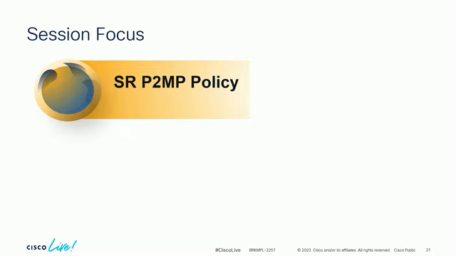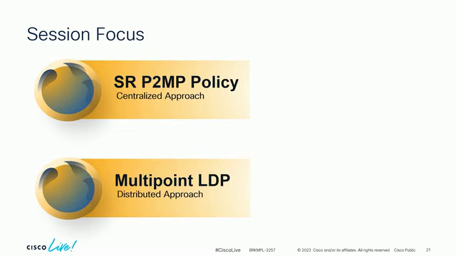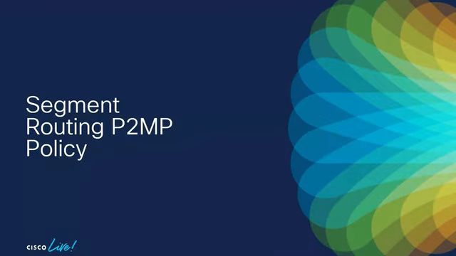Here in this session, we'll be discussing two solutions. How can we bring those benefits that we are enjoying using segment routing for unicast to multicast as well? The first one is the controller-based approach. We call it segment routing point-to-multipoint policy. And the next one is a distributed approach, multipoint LDP with segment routing extensions. I'll be focusing on the first one, the controller-based approach, and our friend Mankamana will be discussing the next one.